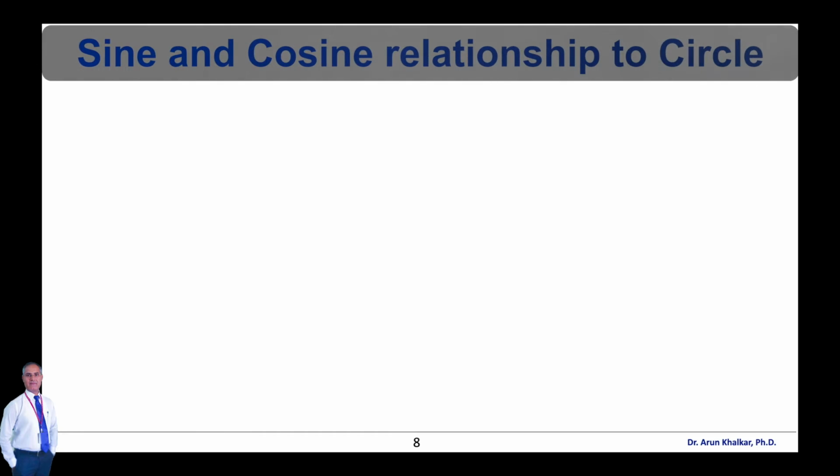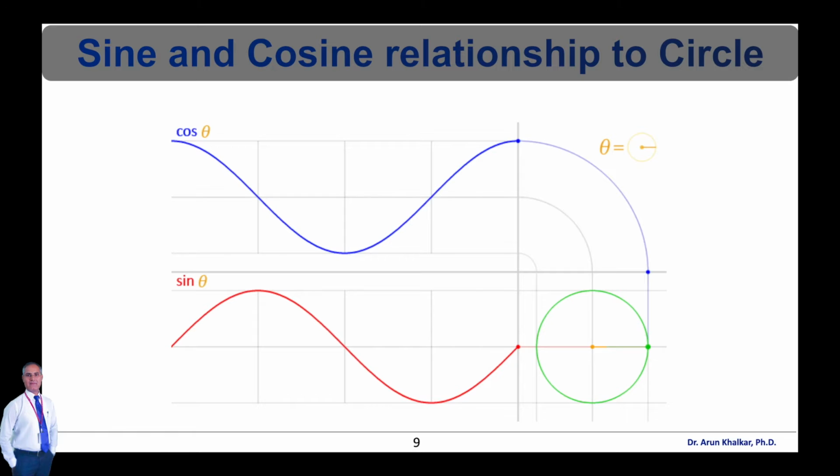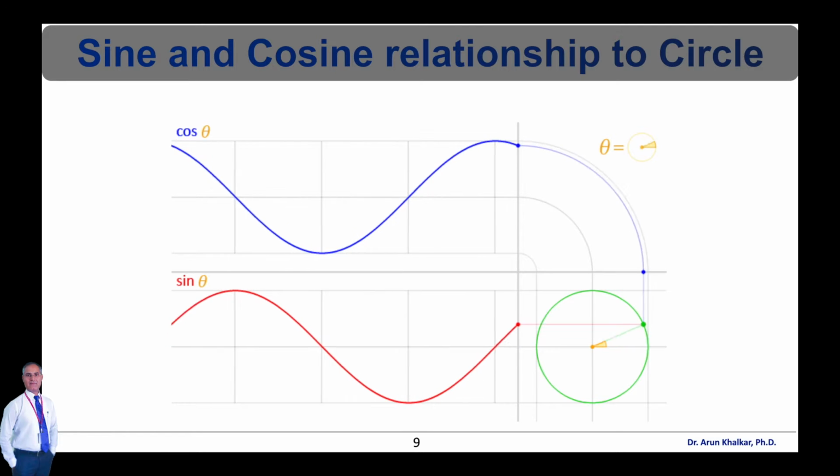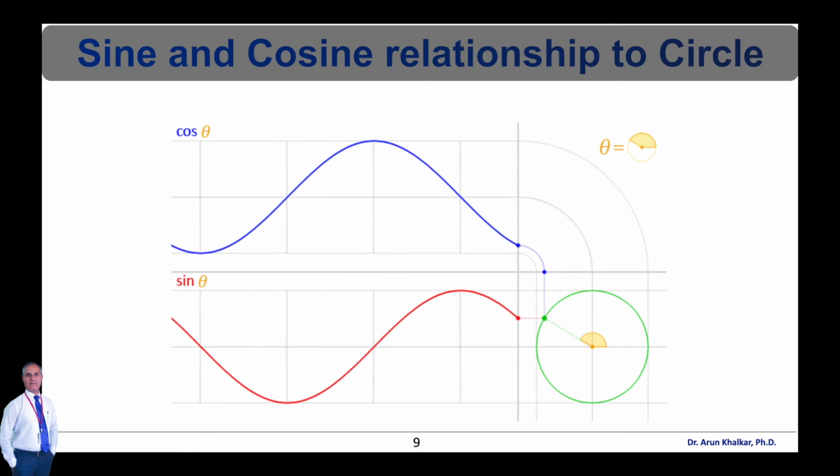Sine and cosine relationship to the circle is shown in this graphical diagram. So let's see how we can obtain the sine wave and cosine wave with the help of the circle. So this is the animation clip.